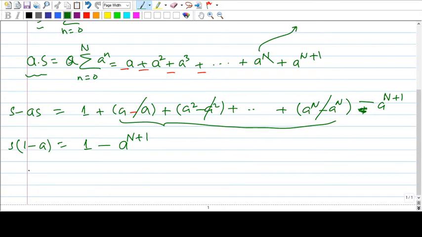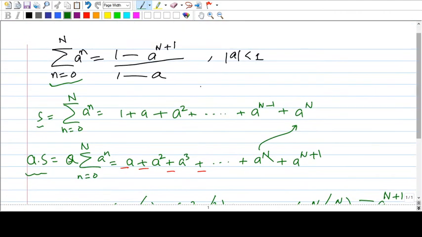Now you can see, if I want to calculate the value of this S only, then this term that is multiplied with S should be divided on the right hand side. So what we are left with is 1 minus alpha power n plus 1 upon 1 minus alpha, when alpha is less than 1. Okay, so we have proved this property, that this is equal to this thing.